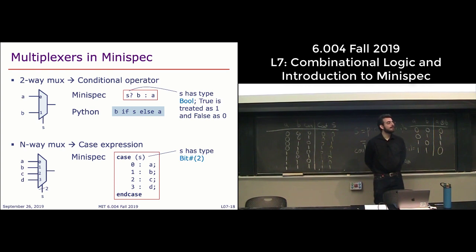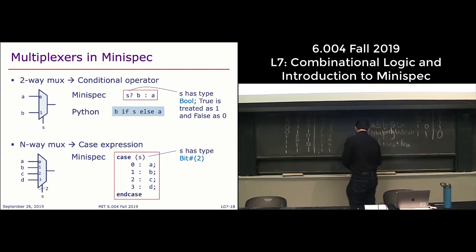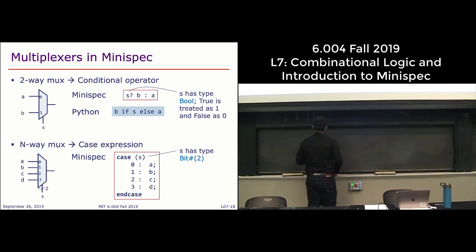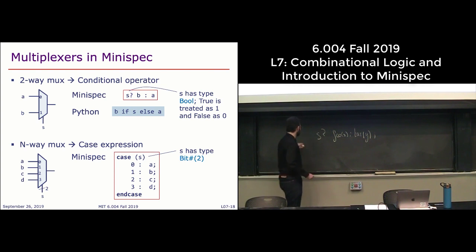Okay. Now, here's something extremely important. If in a software programming language I write S ? foo of X : bar of Y, what is going to happen?